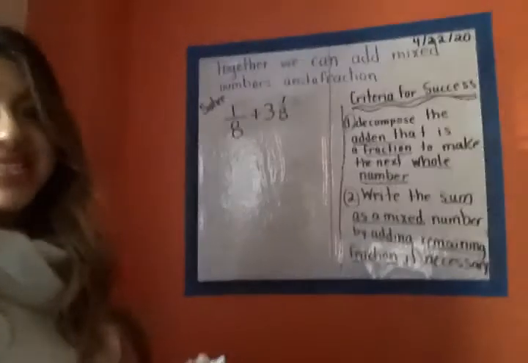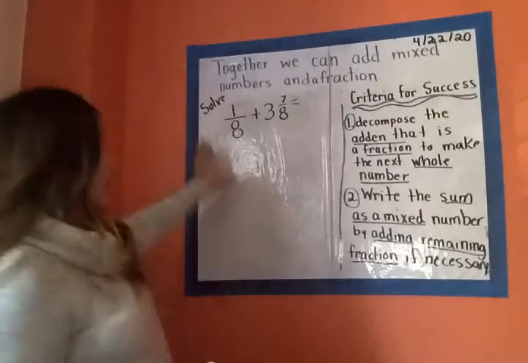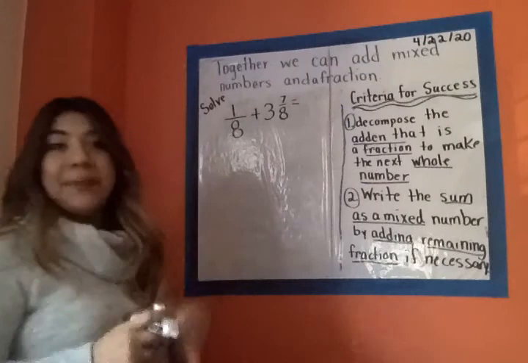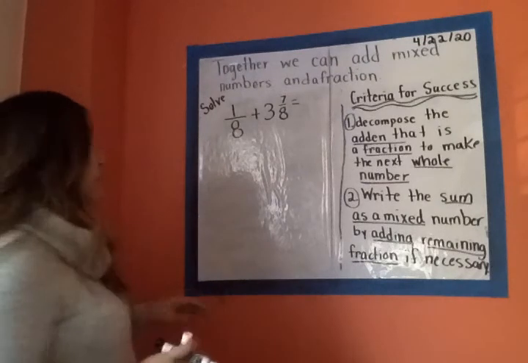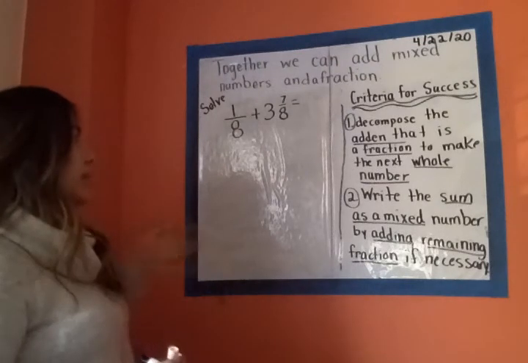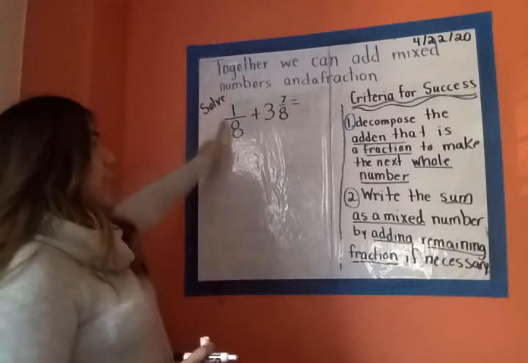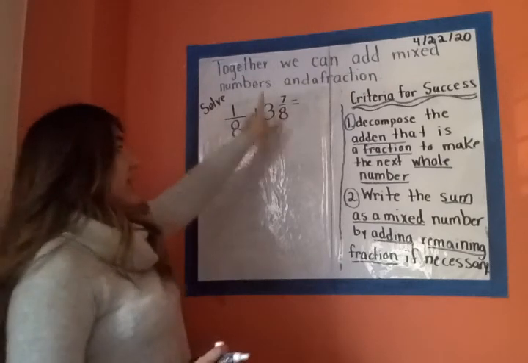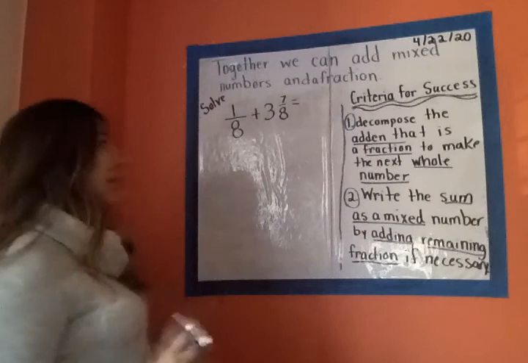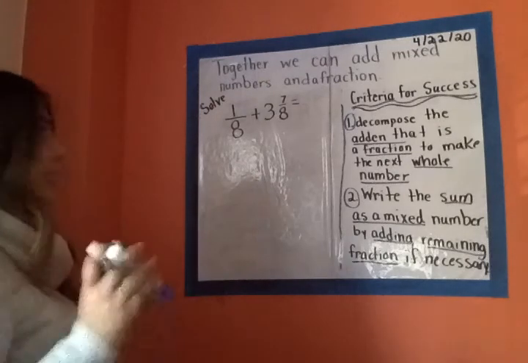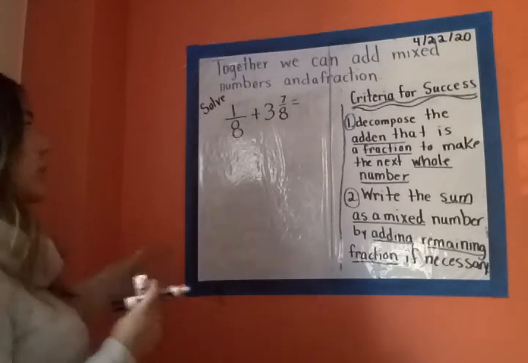Okay, mathematicians, let's get back to work. Now, before we begin tackling how to solve this problem, I want you to notice the problem. Our problem states, what is 1/8 plus 3 7/8? Okay, it's not a trick question. It wasn't written incorrectly. It's just reversing the order of our items.